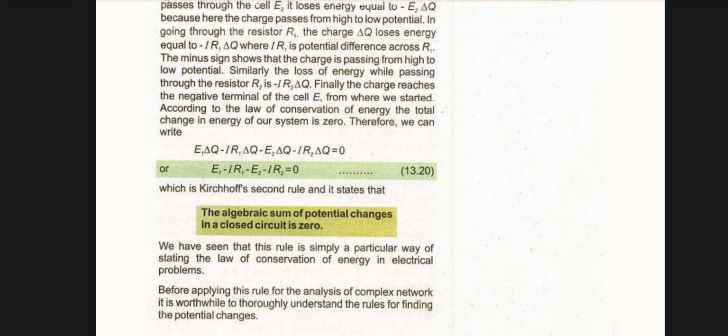According to the law of conservation of energy, the total change in energy of our system is 0. Therefore, we can write E1 delta Q minus IR1 delta Q minus E2 delta Q minus IR2 delta Q is equal to 0. So E1 minus IR1 minus E2 minus IR2 is equal to 0, which is Kirchhoff's second rule, and states that the algebraic sum of potential changes in a closed circuit is 0.